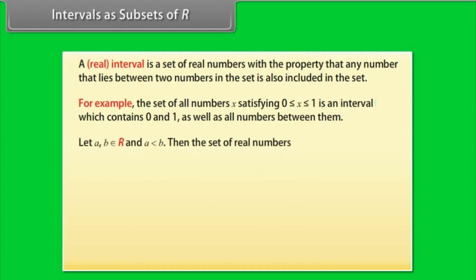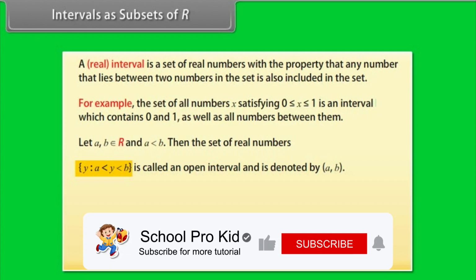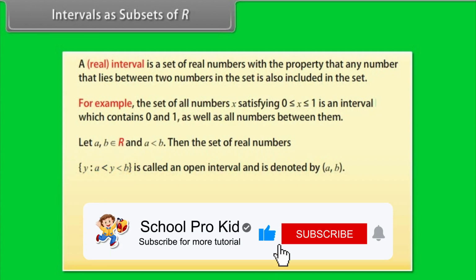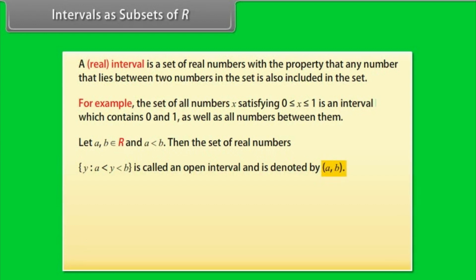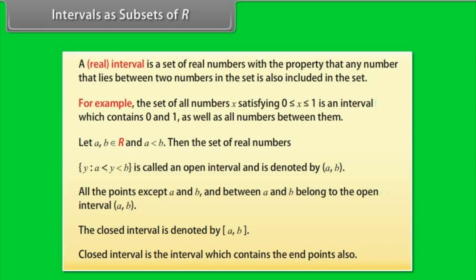Let A, B belong to R and A less than B. Then the set of real numbers y such that A is less than y is less than B, is called an open interval and is denoted by A, B. All the points except A and B and between A and B belong to the open interval AB. The closed interval is denoted by this symbol. Closed interval is the interval which contains the endpoints also.